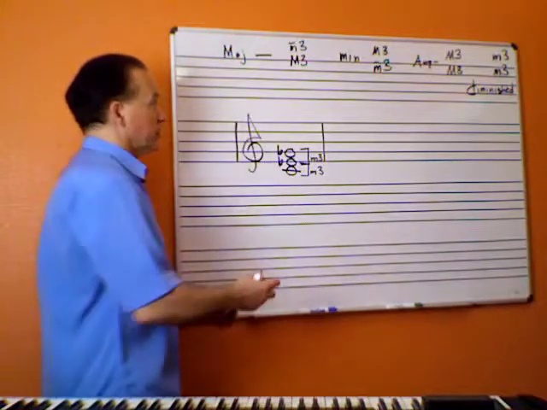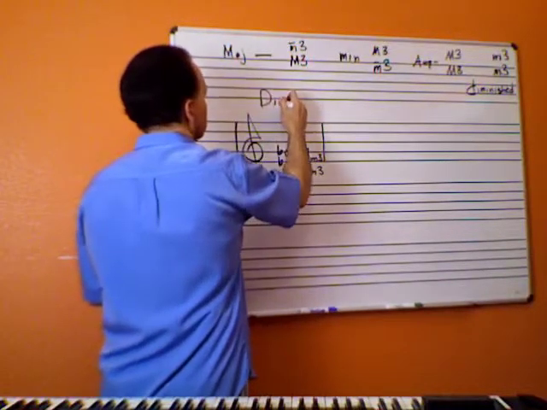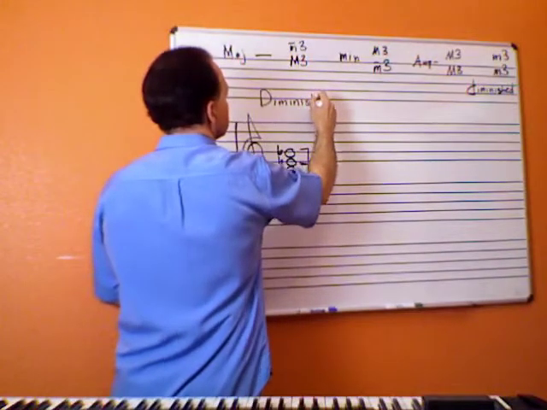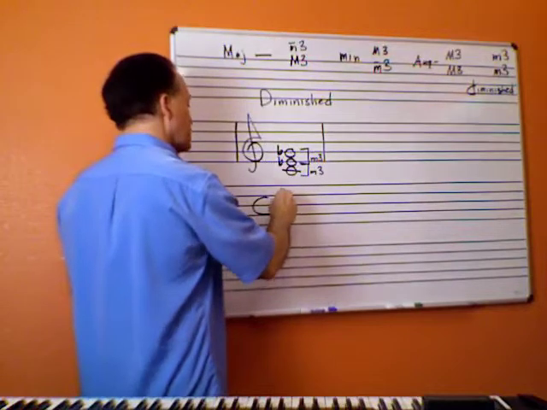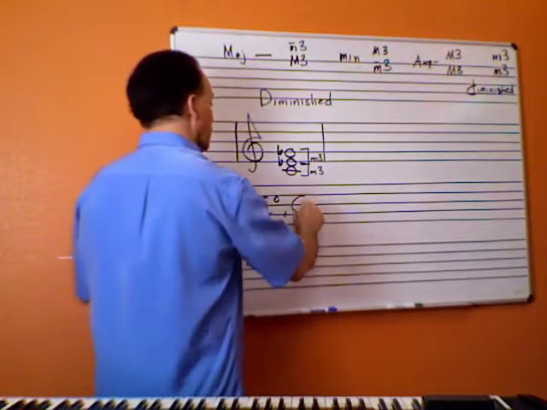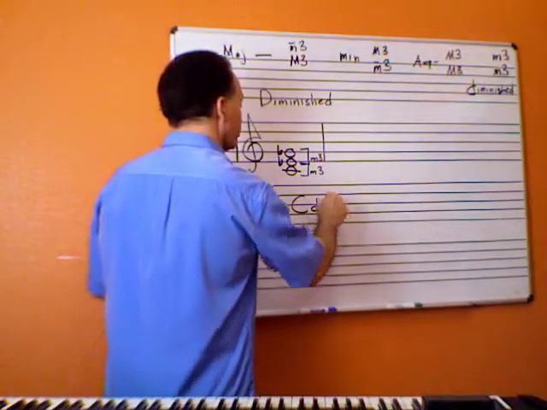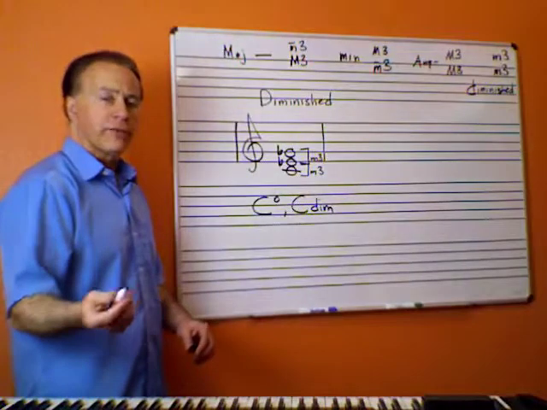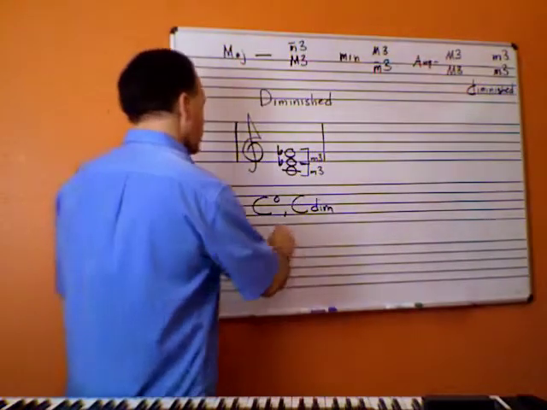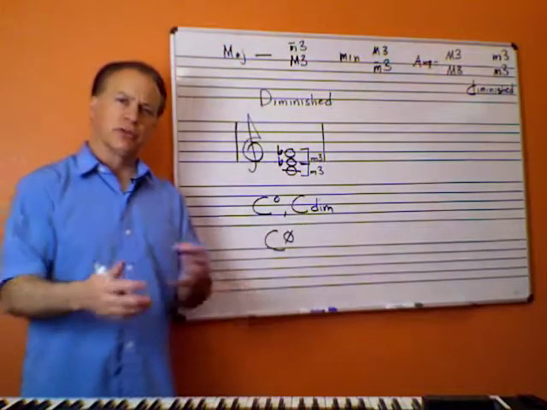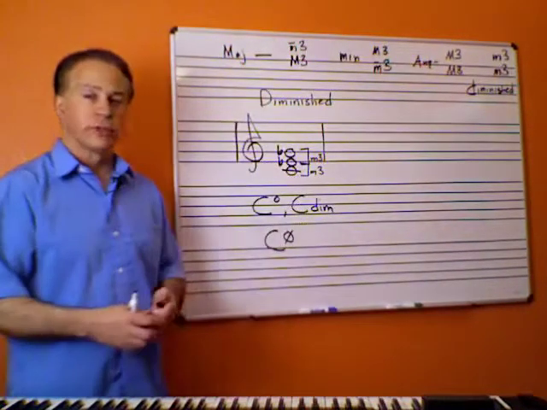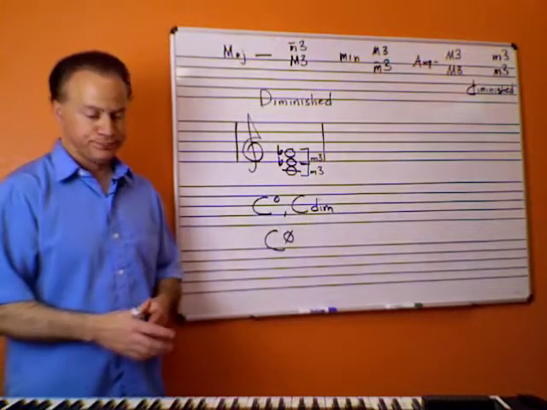Symbols associated with the diminished triad are the circle, C circle. Every once in a while you might see dim. And there's a 7th chord called half diminished. We'll talk about that later. But there's a symbol that looks like a circle with a line through it. And if you're just building triads, you would actually build a diminished triad when you see this symbol also.